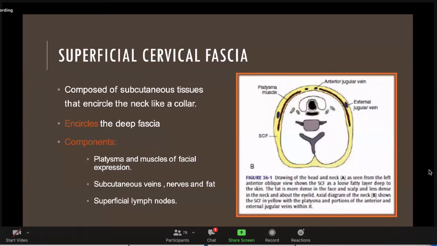First, we have the superficial cervical fascia. It is the outermost covering of our neck. It is composed of subcutaneous tissues that encircle the neck like a collar. It encircles a deep fascia. And components of the superficial cervical fascia are platysma and muscles of facial expressions, the subcutaneous veins, nerves, and fat, as well as superficial lymph nodes.